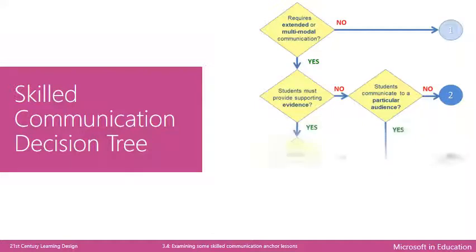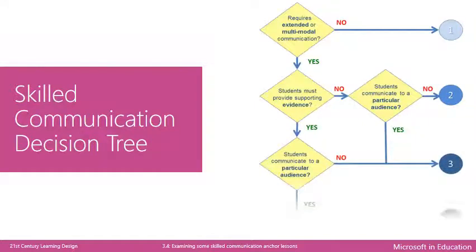The decision tree is built around 3 questions, and each question corresponds to a big idea in skilled communication. So the first question asks if the learning activity requires students to produce extended or multimodal communication. Remember, the requirement is just for one of these criteria, not both. If the answer is no, then the learning activity is coded as a 1.